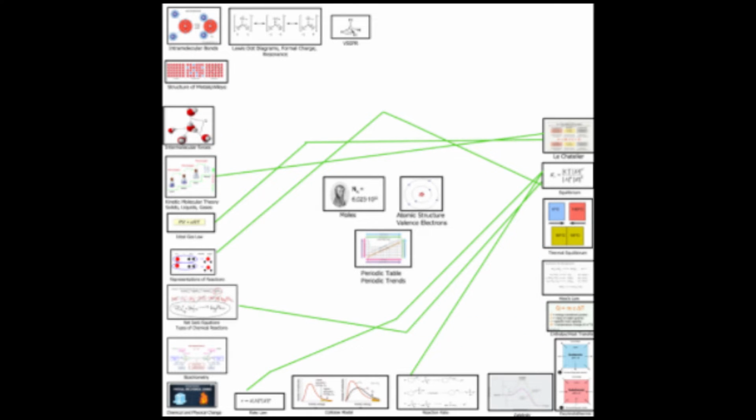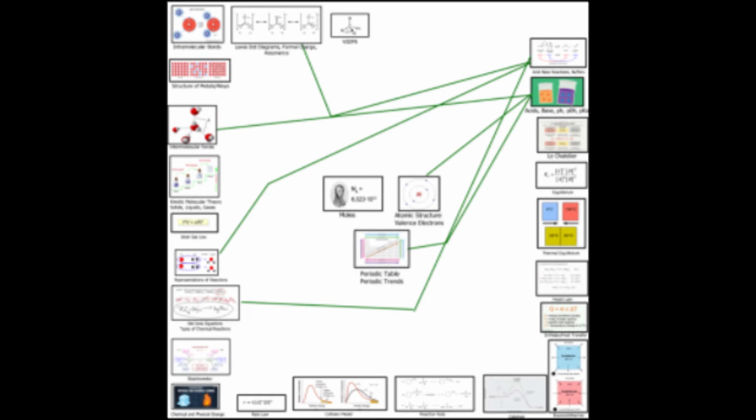Unit 7 is about equilibrium. Equilibrium itself connects back to Unit 4 and 5, as it is when the forwards and reversed reactions are equal. Le Chatelier's principle also has connections to Unit 3 because it involves changes in volume, pressure, and temperature.